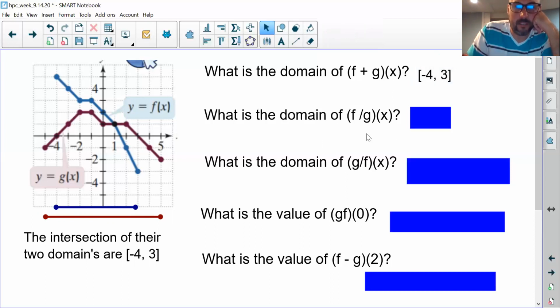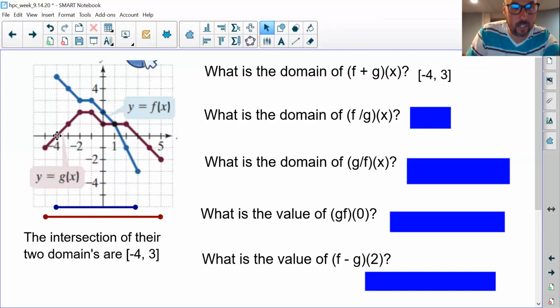Now, what is f divided by g? Well, naturally, it would be the same domain as this, except you're dividing by g, so there's potential for a problem right here. G cannot be 0. So look at g. Does g ever equal 0? Yes. G equals 0 when x is -4. So -4 can't be in the domain, because that would make you divide by 0.